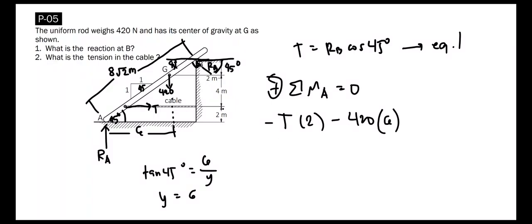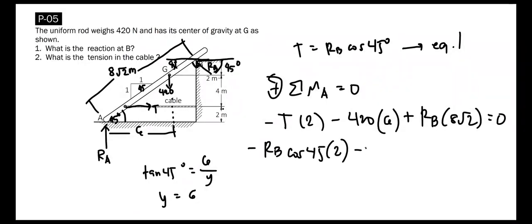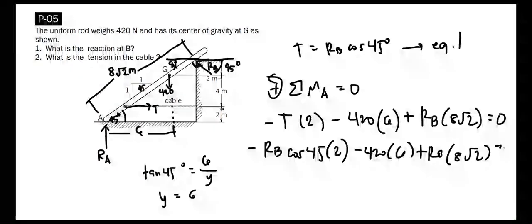And then next, we have the reaction at B that would induce a counterclockwise moment, so it's positive. So we have R sub B times the moment arm distance of 8 square root of 2 meters equal to 0. Now we have two equations with two unknowns. We can plug in the value of T from the first equation to the second equation, so that we have a single equation in terms of a single variable. So we have negative R sub B cosine of 45 degrees times 2 minus 420 times 6 plus R sub B times 8 square root of 2 equal to 0.